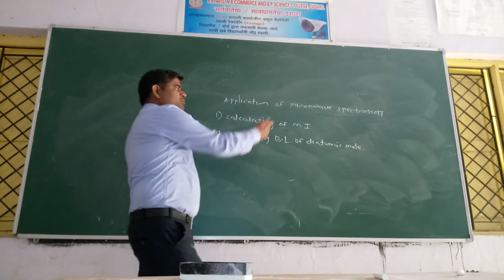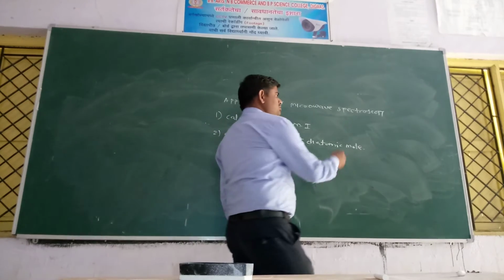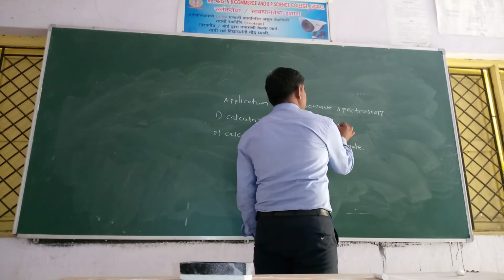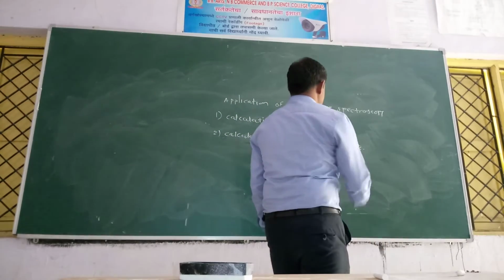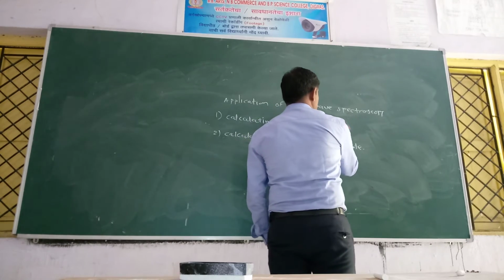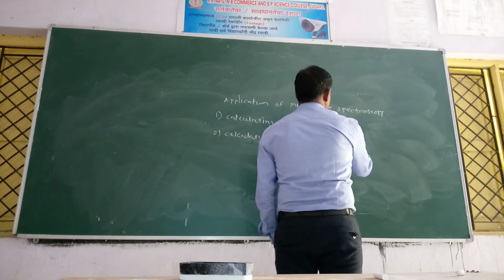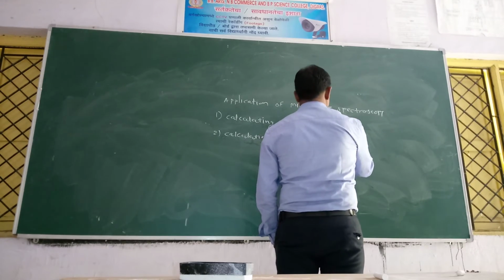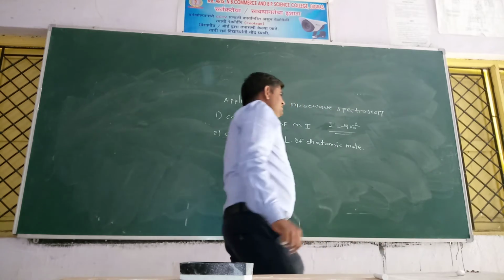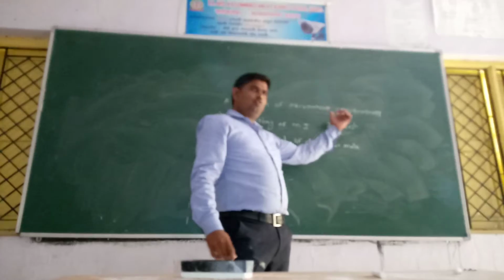How to calculate moment of inertia of diatomic molecule? We know that I is equal to mu r0 square. This is the moment of inertia.